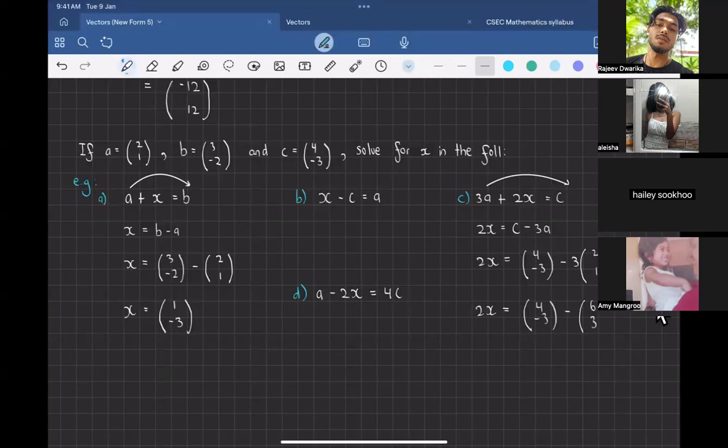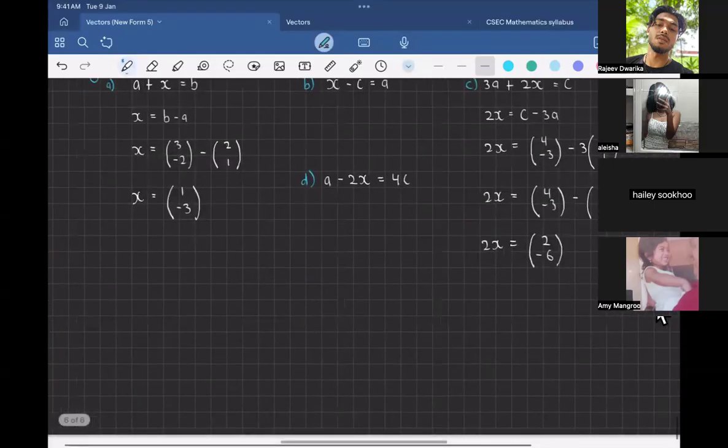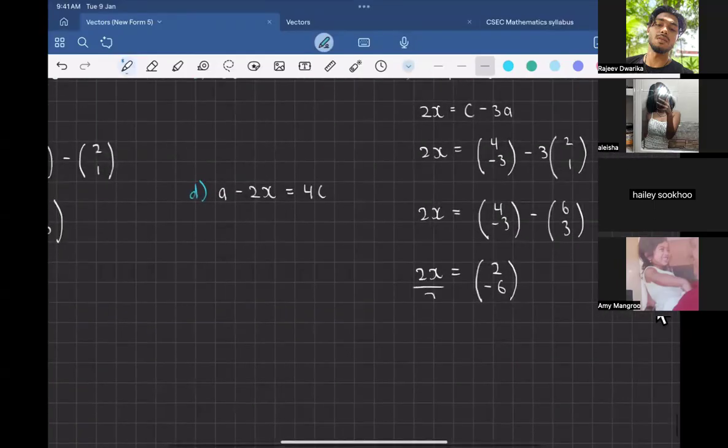6. Then I will say 4 minus 6 is 2. Minus 3 is minus 6. And then I'm not going to write it like this, because I didn't learn anything like that. We have vector addition, vector subtraction, and scalar multiplication. But what you're going to do is multiply both sides by a half.